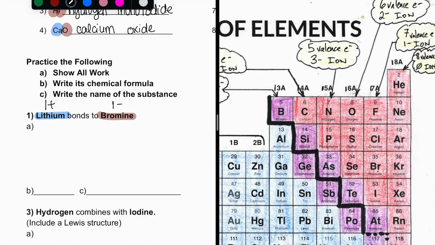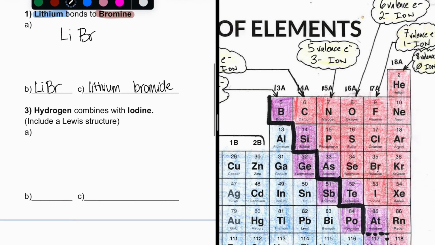So I'm just going to write them out with no subscripts. So my formula is LiBr. And then when I name them, it's ionically bonded. So I just name what I have. So I have lithium. Bromine is going to change to bromide. Say that every time.